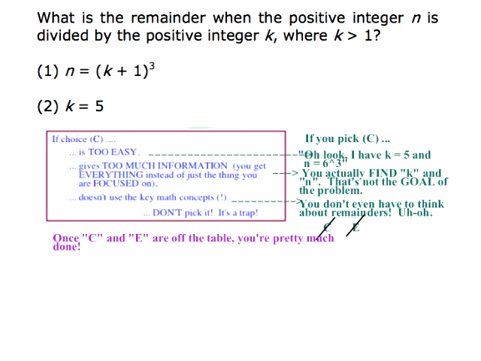Yeah, now you just got to look at statement 2. If you have statement 2 alone, then that's definitely not sufficient, because you're taking any number in the world and dividing it by 5. So you could have lots of remainders there. So that's definitely not sufficient.